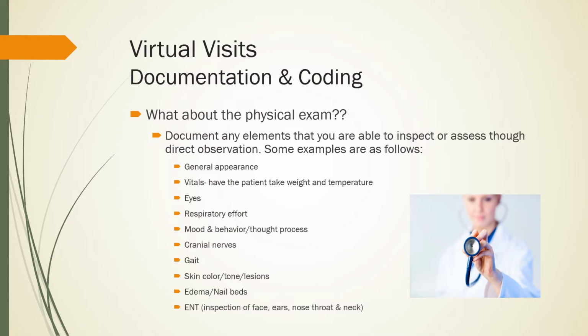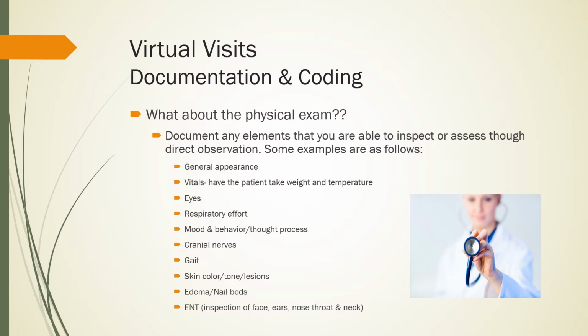Are they non-icteric? Are the conjunctiva clear? Those types of things. Respiratory effort, mood and behavior, thought process, cranial nerves are also examples of elements that can be examined visually. Gait and station. You can have the patient walk back and forth in front of the camera and assess their gait.